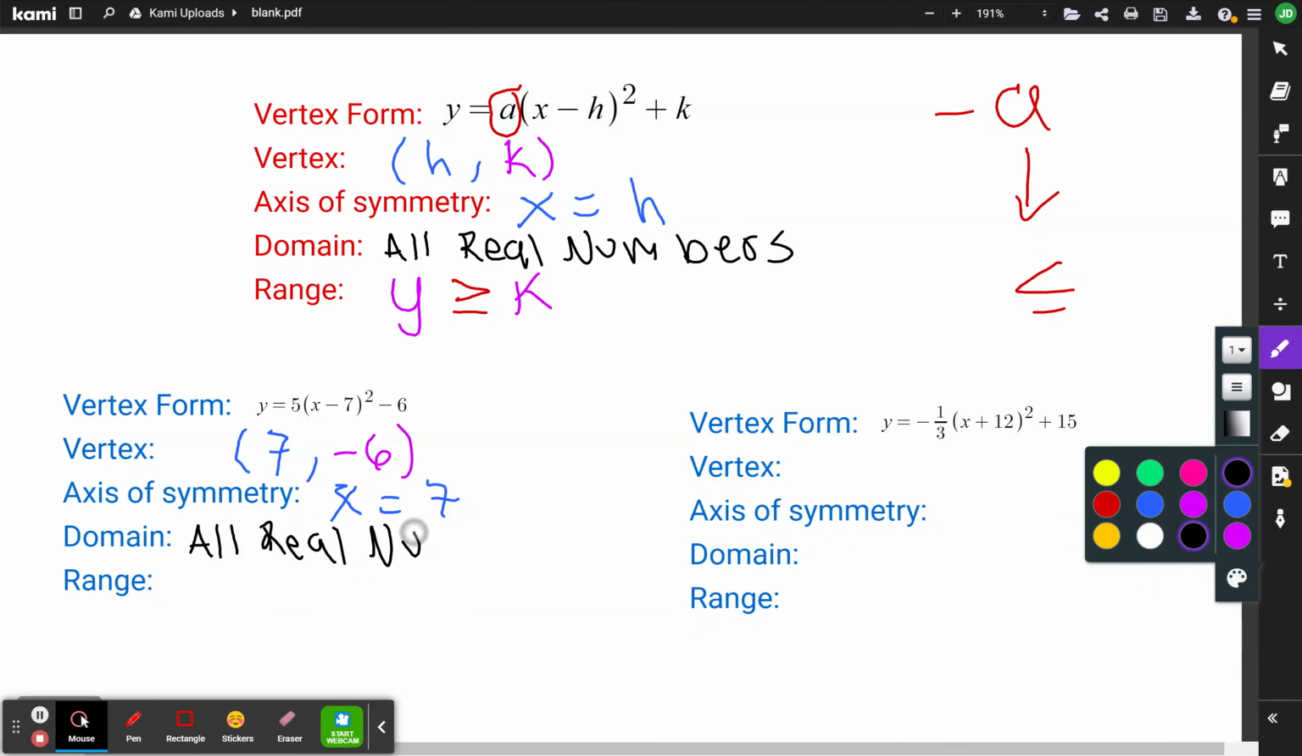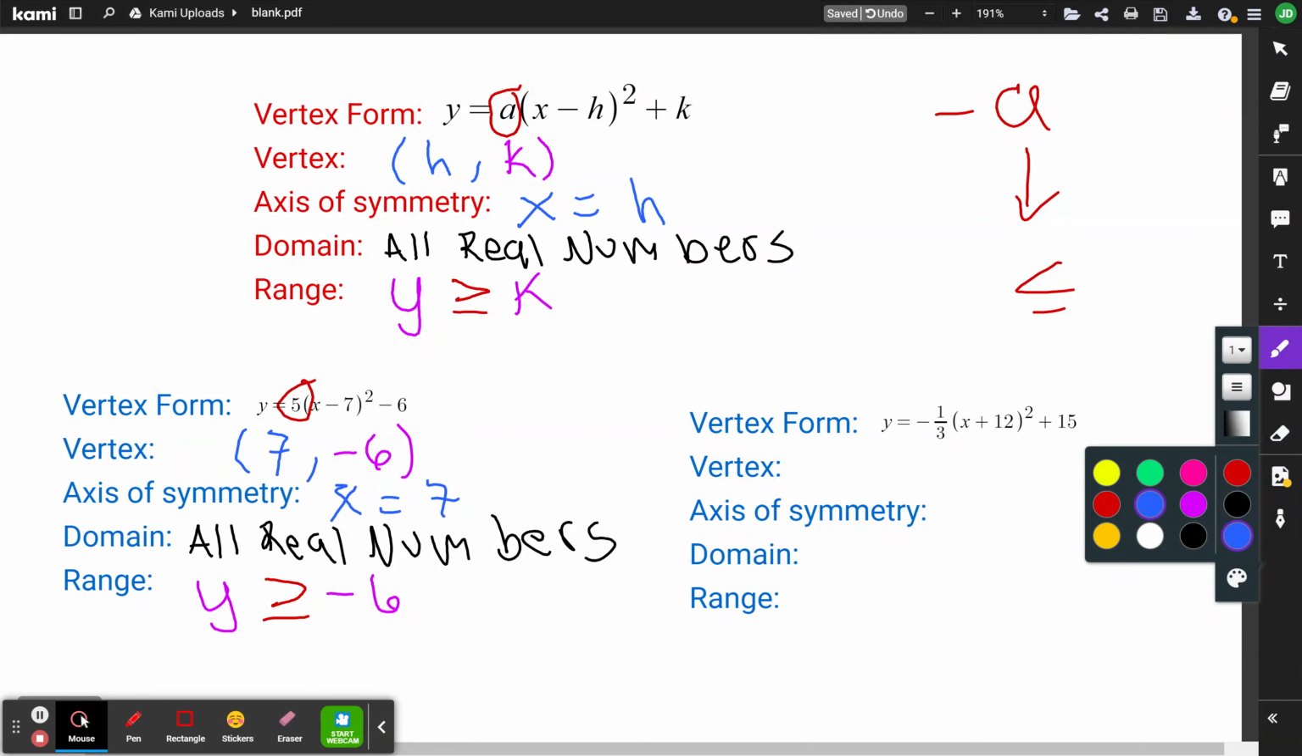All right, and then the range, you know it's going to be y and -6 because -6 is the y coordinate. Your job is to figure out the direction of the inequality. Because mine is +5, I need to put a greater than or equal to sign in there. All right, one more example.